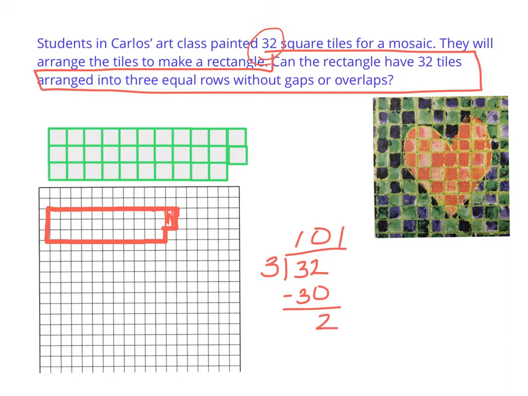And so that would be a remainder of 2, which we see right here in our arrangement. The 2 here and the 2 there. So that remainder will help us answer the question because there is a remainder in the division. We know that 32 cannot be arranged into 3 rows without gaps or overlaps. Basically, this remainder tells us that we are going to have one column with only 2 tiles, when really we need 3.